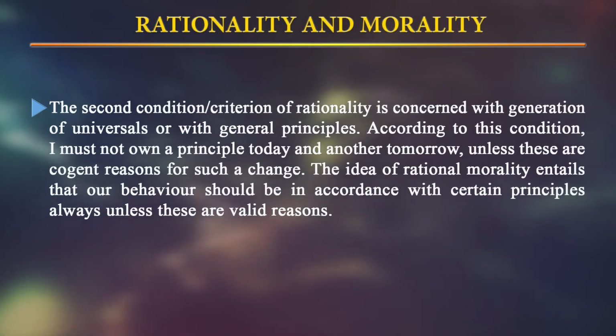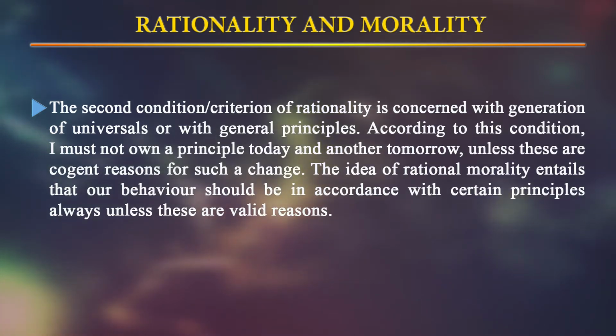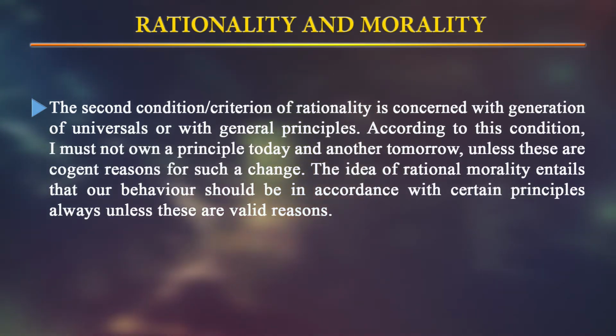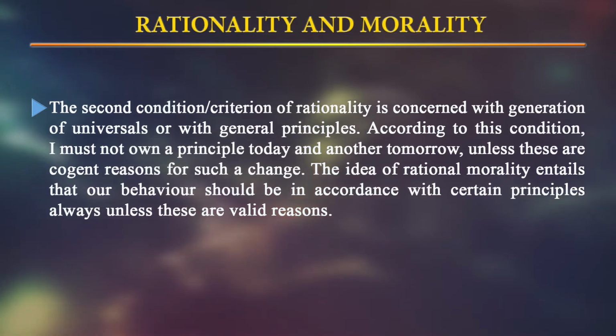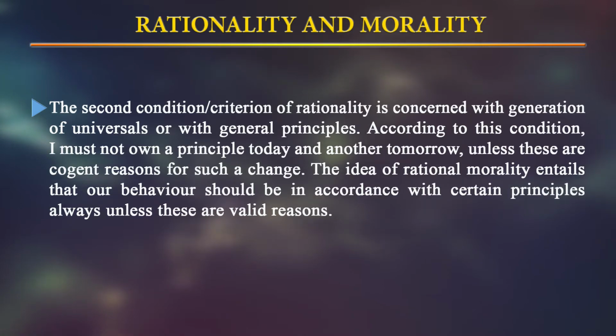What is the second condition of rationality? It is the generation of universals, or general principles. What does this condition mean? According to this condition, I must not own a principle today and another tomorrow unless there are coherent reasons for such a change. The idea of rational morality entails that our behavior should be in accordance with certain principles always, unless there are valid reasons.